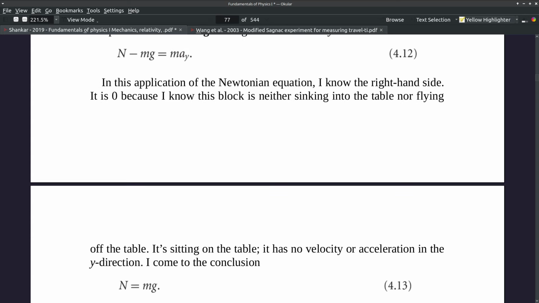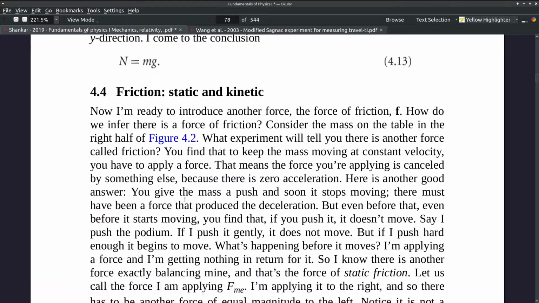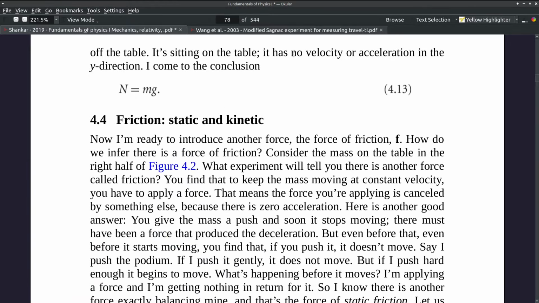You good? In this application of the Newtonian equation, I know the right-hand side. It is 0 because I know this block is neither sinking into the table nor flying off the table. It's sitting on the table. It has no velocity or acceleration in the y direction. I come to the conclusion N equals m times the acceleration due to gravity, mg.